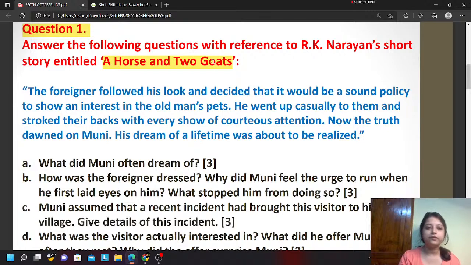The foreigner followed his look, his means Muni's look, and decided that it would be a small policy to show an interest in the old man's pets. He went up casually to them and stroked their backs with every show of courteous attention. Now the truth dawned on Muni. His dream of a lifetime was about to be realized. So something was going to happen. Some dream of his was going to be realized or fulfilled.